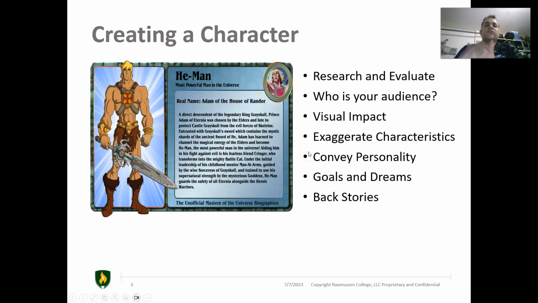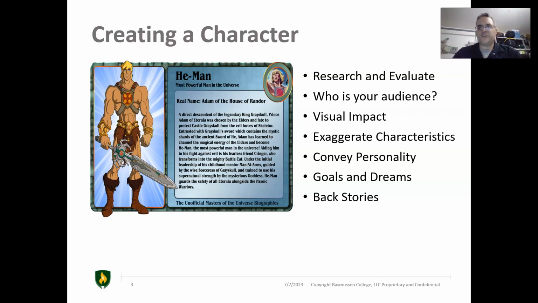Now, creating a character, you have to really do a few things. You have to research and evaluate what you want out of this character. You have to also understand who's your audience, like who is really seeing this? And then you design the character based upon some of the things that your audience likes. Not only that, you want to understand the visual impact and the appeal that your character is supposed to have. That way you can design it into your design. That way it's really important.